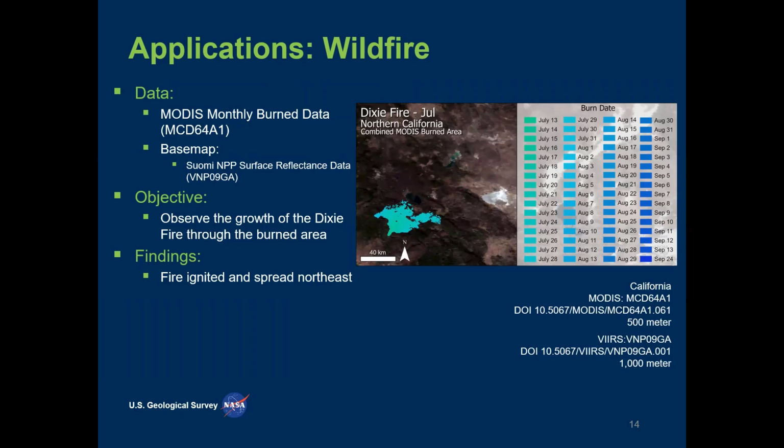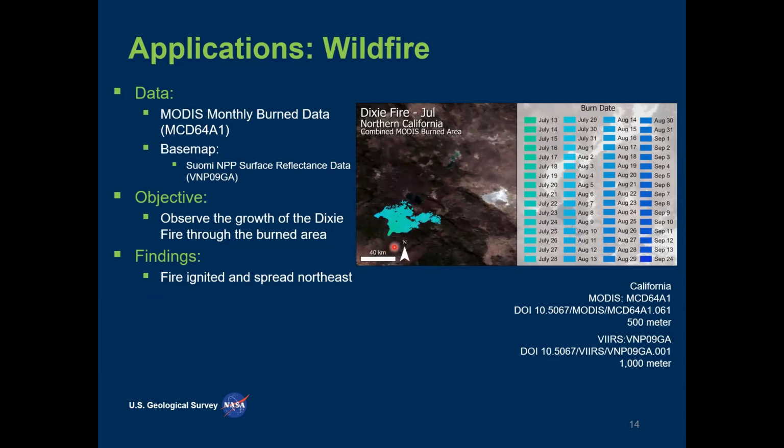And some initial research stated that it started after a healthy tree fell on a down power line, or on a power distribution line. So on the screen is a map showing the burned area data from MODIS for the first month of the Dixie Fire. The base map is a Suomi NPP VIIRS surface reflectance image from around the time of the fire. So we can see where the fire began as it spread northeastward.